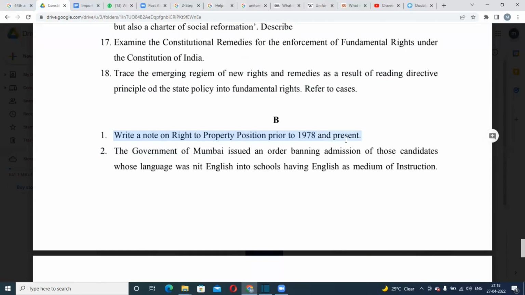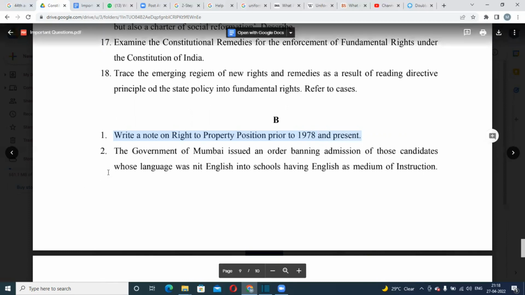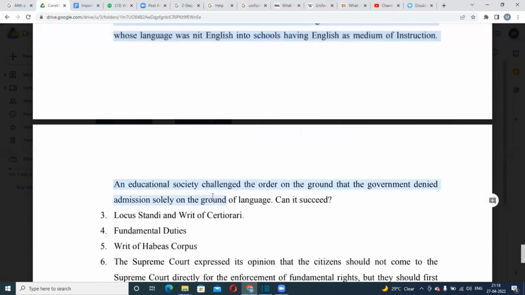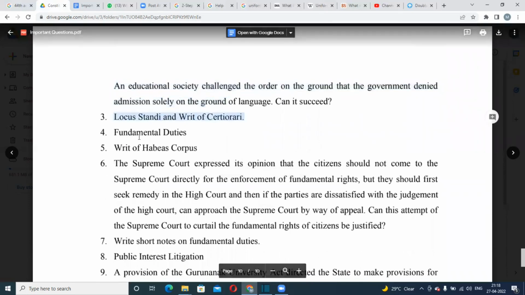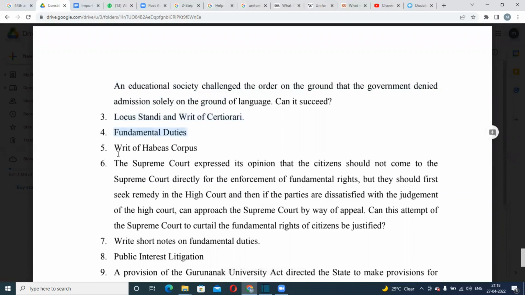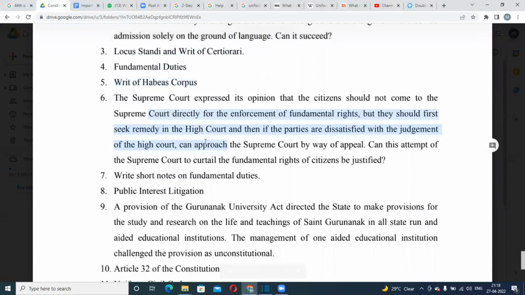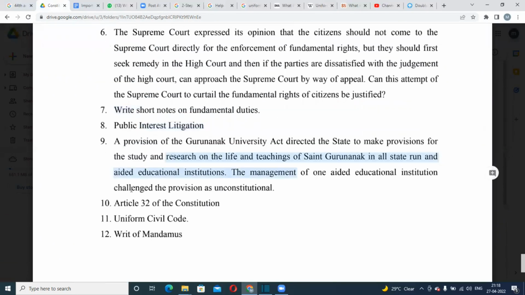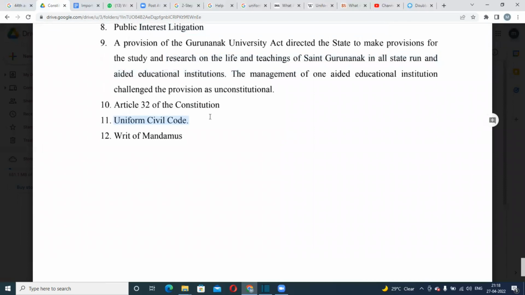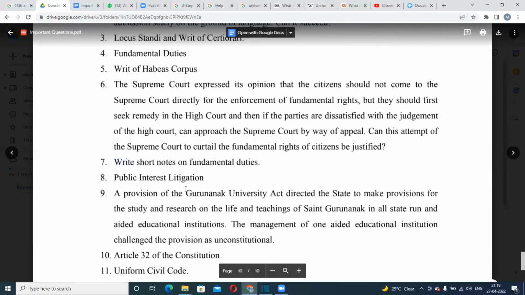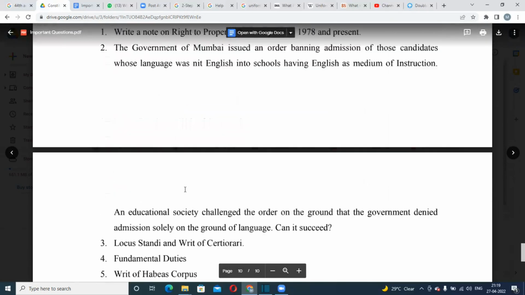This video I just uploaded on YouTube. Few minutes back, you can check this out on Constitution 1 playlist. Then we have a situation-based question, then locus standi and writ of certiorari, fundamental duties, habeas corpus, situation-based question, short note on fundamental duties, PIL, situation-based question, Article 32 of Constitution, Uniform Civil Code. This also I was preparing before recording this video. Writ of mandamus. So all these are questions from previous year question papers.